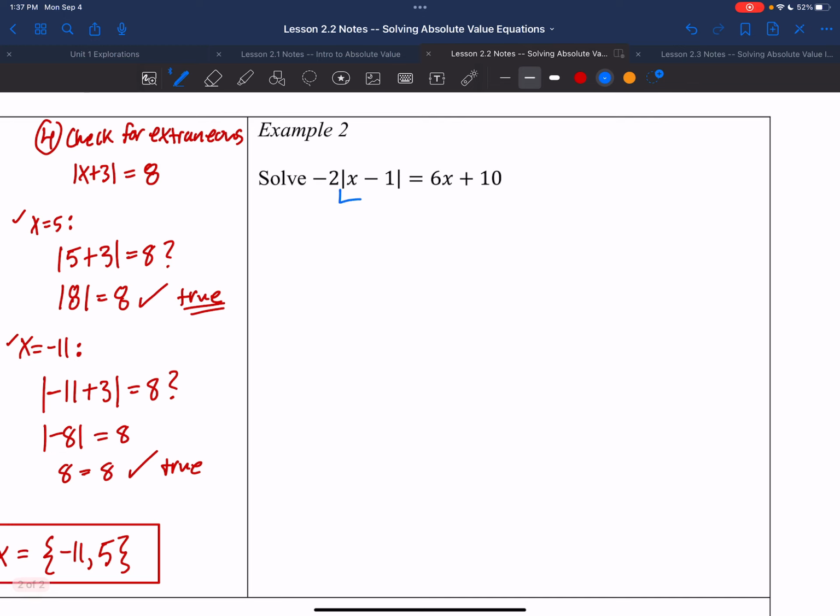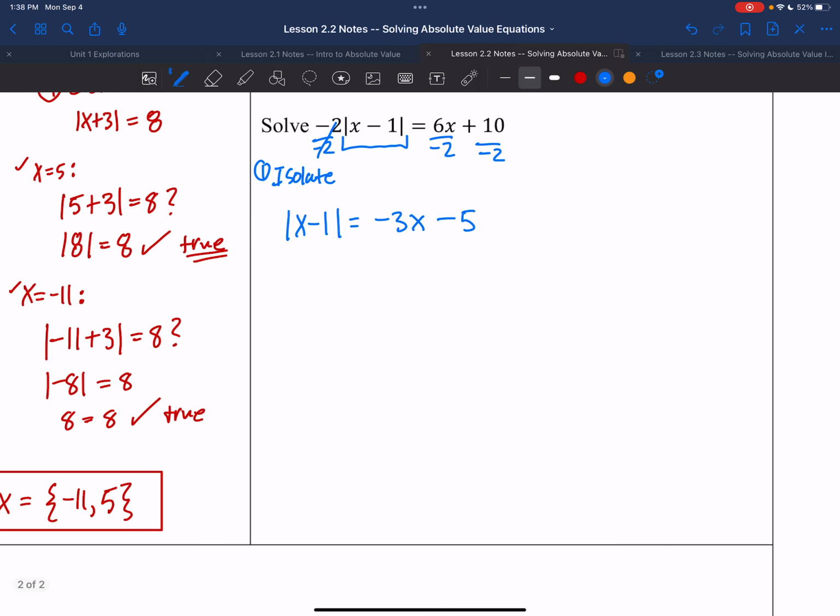So let's isolate. Step one is to isolate. Now I see there's a negative 2 multiplying the absolute value expression. So I'm going to divide by negative 2 here, and so that means we're going to divide by negative 2 here as well. I'm dividing by negative 2 across the entire expression. So this cancels out, which makes it a positive 1. And so now I have absolute value x minus 1 equals 2. 6x over negative 2 becomes negative 3x. And 10 over negative 2 becomes negative 5. Okay? And now we want to solve.